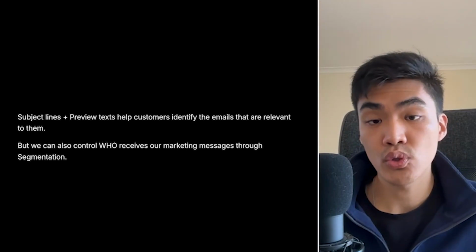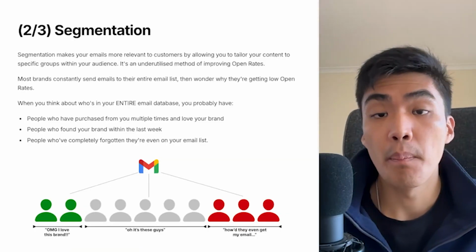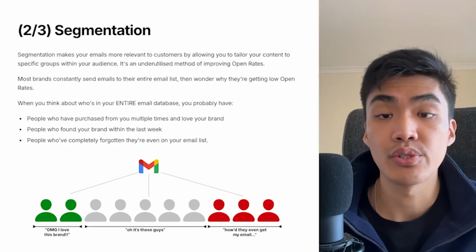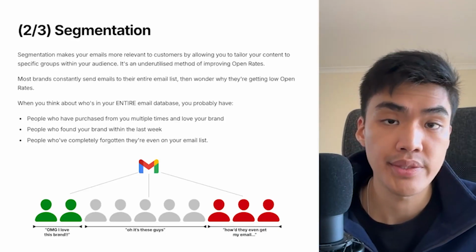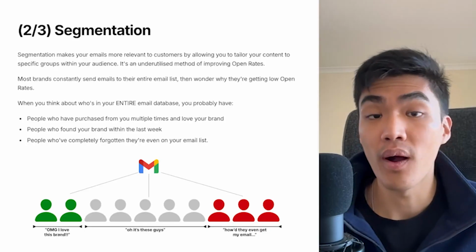So subject lines and preview text help our customers identify the emails that are relevant to them. But we can also control who receives our marketing message through segmentation. Segmentation makes your emails much more relevant to customers by allowing you to tailor your content to specific groups within your audience. It's an underutilized method of improving open rates. Most brands constantly send emails to their entire email list and wonder why they're getting low open rates.